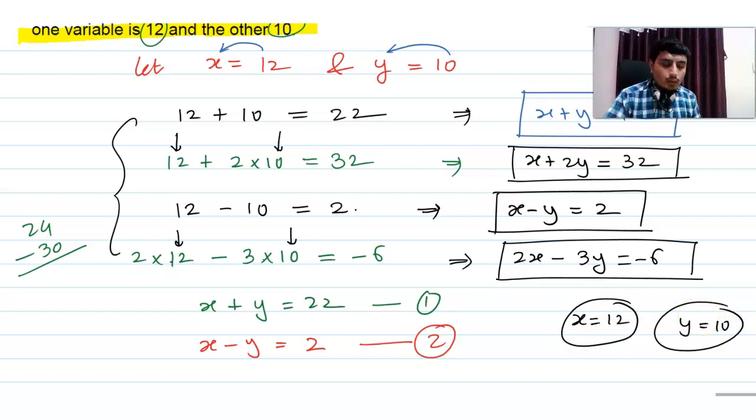So let us take the numbers 12 and 10 and form the numerical equation first, and from that numerical equation you have to replace 12 by x and 10 by y, so that you get the corresponding linear equation in two variables. And let us write any two linear equations in two variables here.